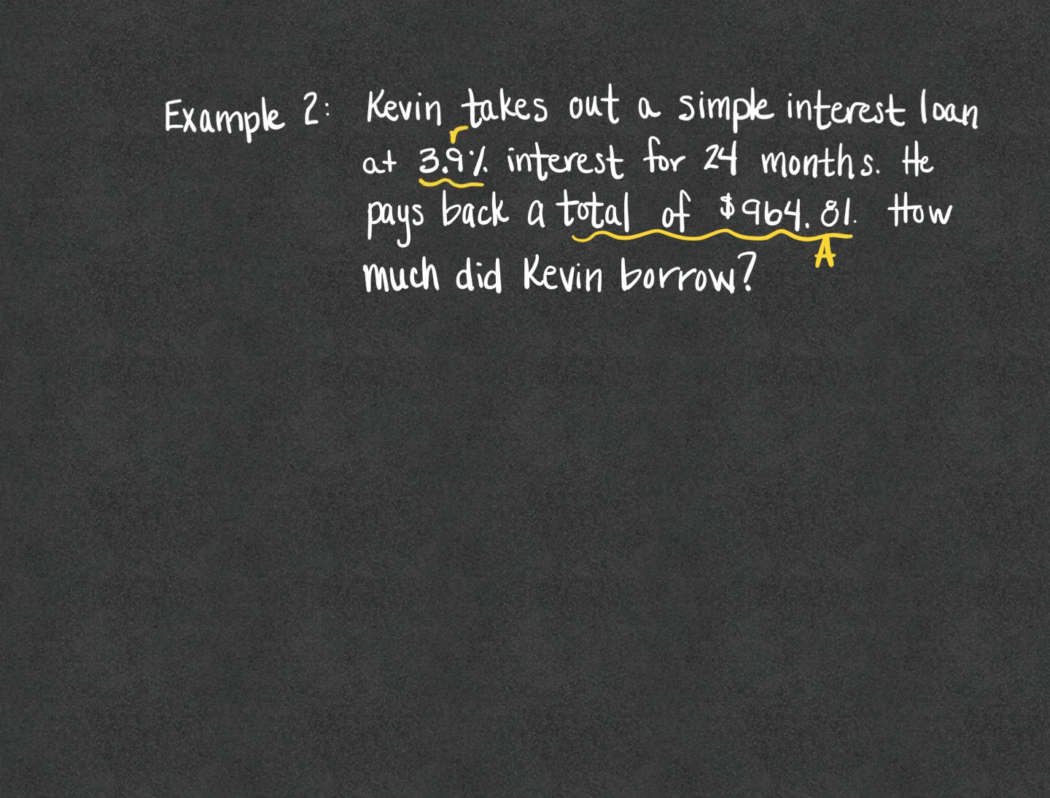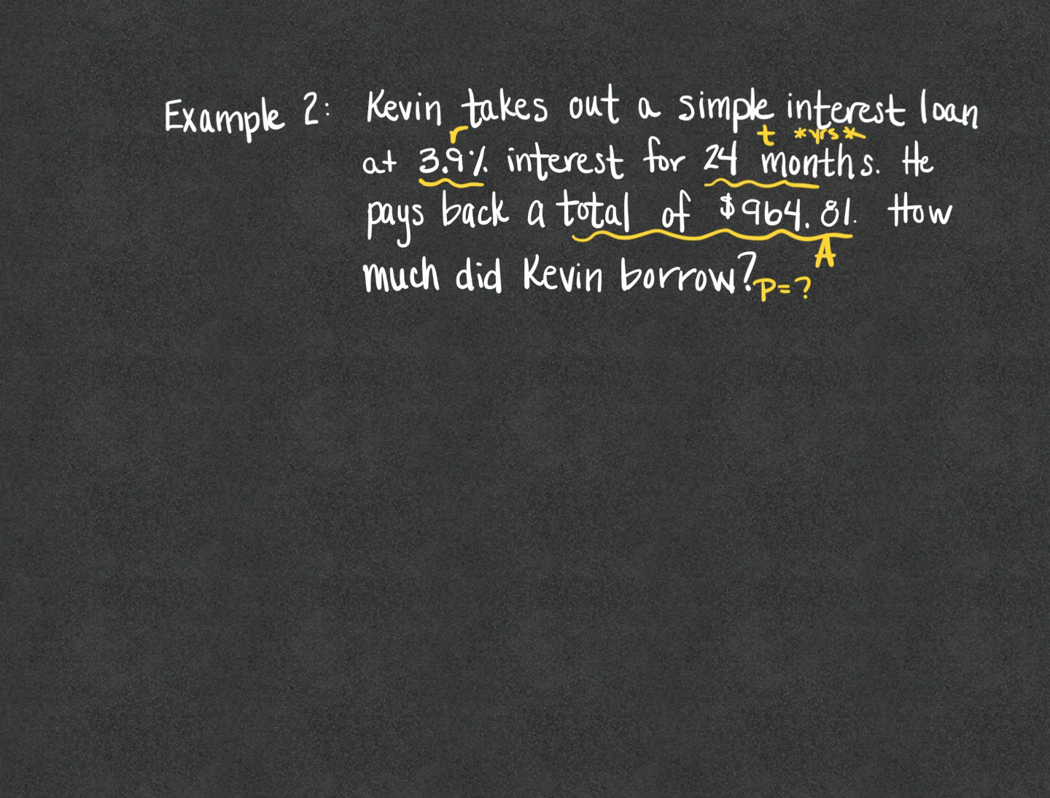3.9% is our interest rate. 24 months is our time, but we do want to be sure, again, that we note time needs to be calculated in years. Our question is, how much did Kevin borrow? In other words, what is that starting amount? What is the value of P?